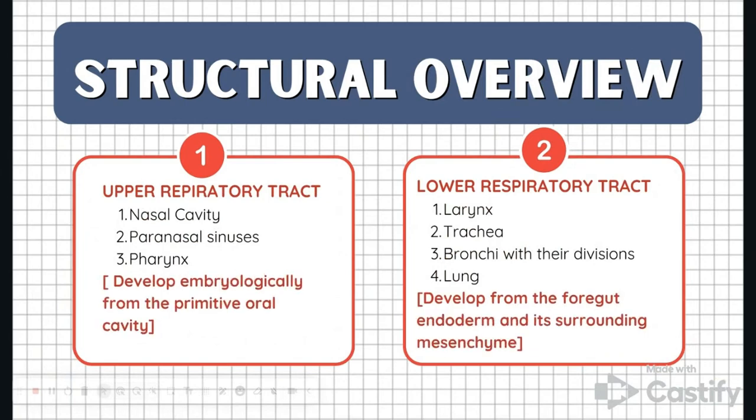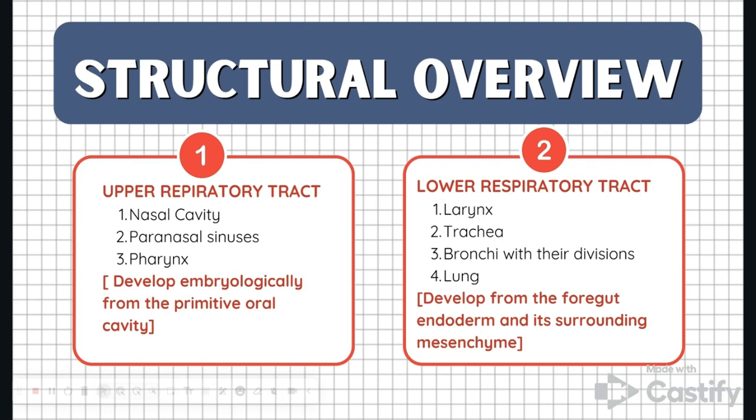So we split the respiratory system into two sections, the upper and the lower. The upper is going to be composed of the nasal cavity, the paranasal sinuses, and the pharynx. These develop embryologically from the primitive oral cavity. That's going to be for Dr. Paul to explain, not me.